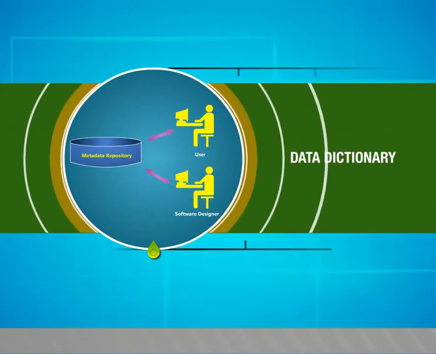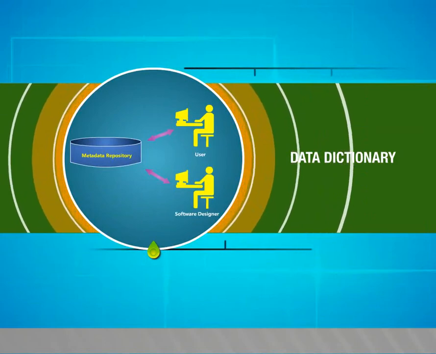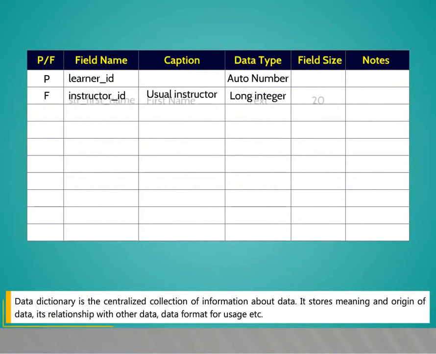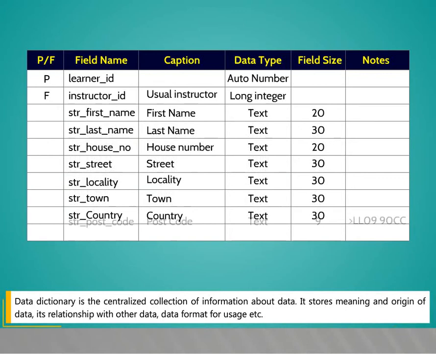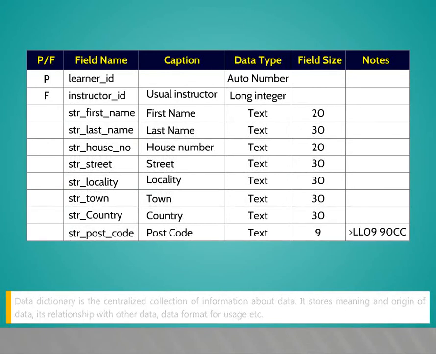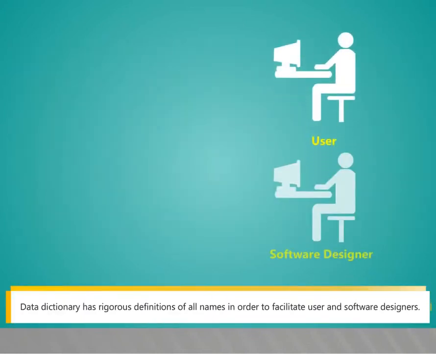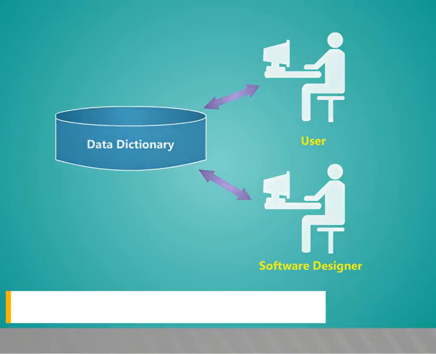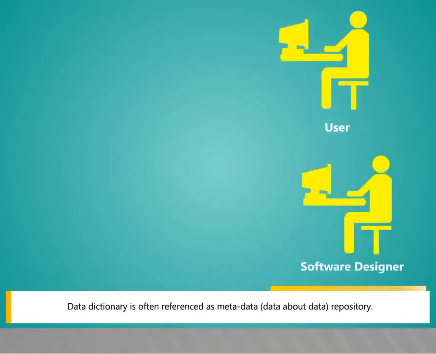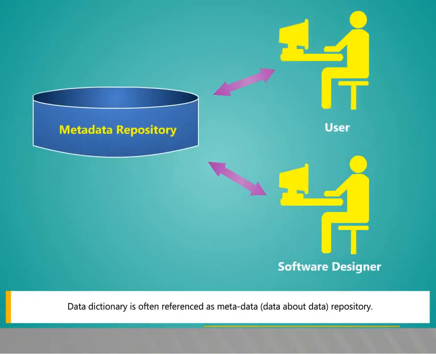Data Dictionary. In this video, we are going to see about Data Dictionary. Data Dictionary is a centralized collection of information about data. It stores meaning and origin of data, its relationship with other data, data format for usage, etc. Data Dictionary has rigorous definition of all names in order to facilitate users and software designers. Data Dictionary is often referenced as metadata, that is, data about data repository.